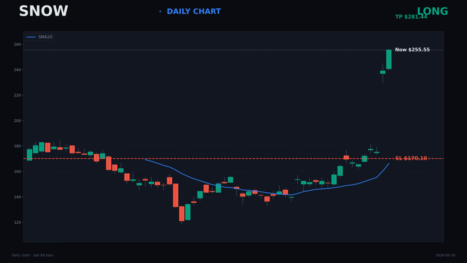You can see the dotted lines on the chart. Green is our TP at $281.44. Red is our SL at $170.10. Those are the two numbers that matter most in this whole video.